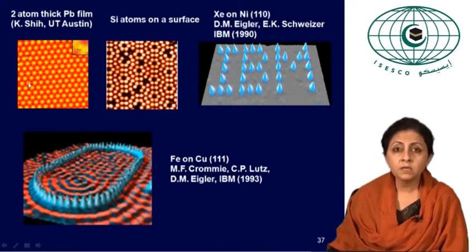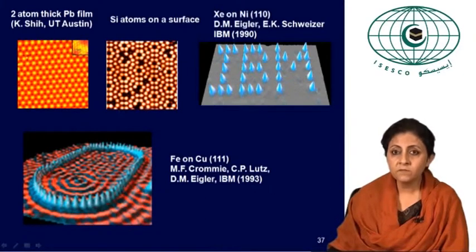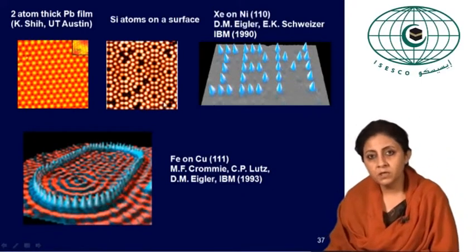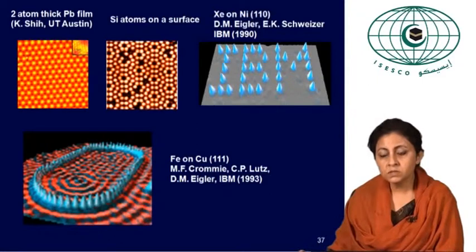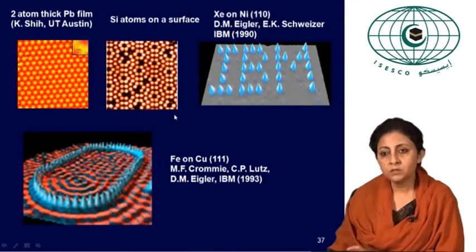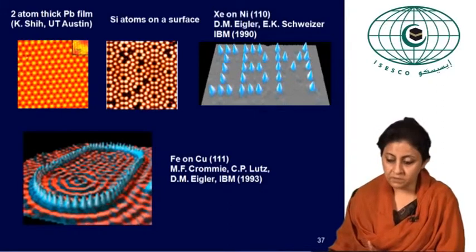So this is what one can do with an STM. This is a 2-atom thick lead film. The scale here is 10 nanometers, and each of these is an individual lead atom. This is the same done on a silicon surface. The power of STM is not just mapping, it's also manipulation. One can actually use a bias voltage to pick up an atom from one side and put it at another, and that is a very powerful aspect of this instrument.